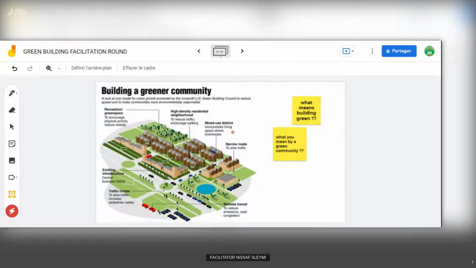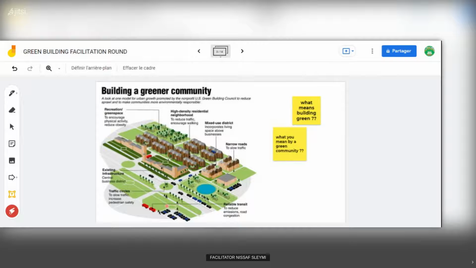And also we see there are mixed-use districts for businesses. Why mixed? To level up interconnection. Also we see narrow roads to slow traffic. On the other hand, it's also about existing infrastructure. We also see sustainable parks.